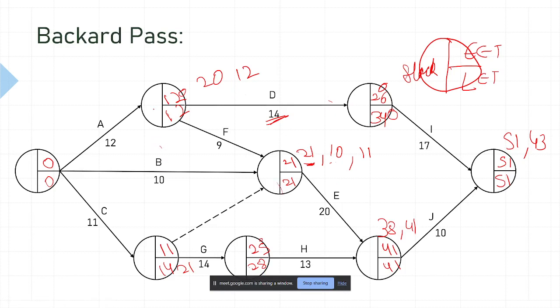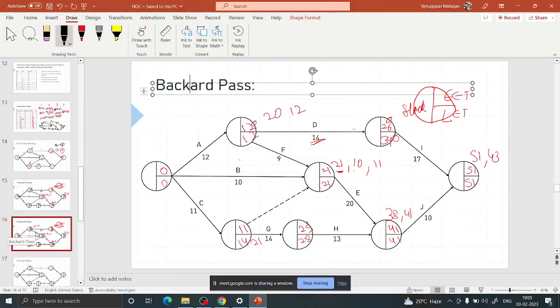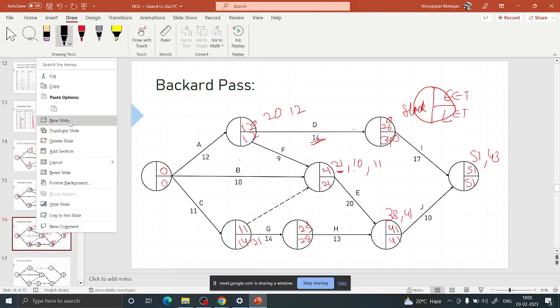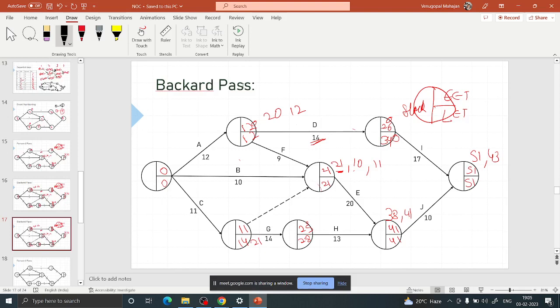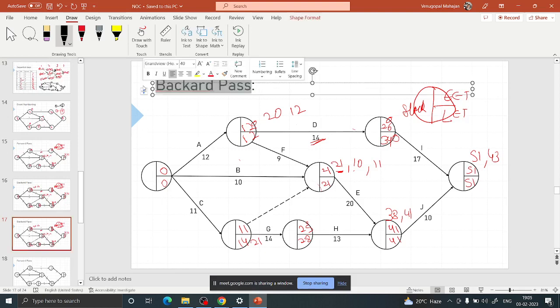So moving on, what next? What else do we have to calculate? Slack. Someone said Slack. What do you mean by Slack? LET minus EET. It is the duration by which the event can be delayed. Yes, the event can be delayed without affecting the overall project, right?